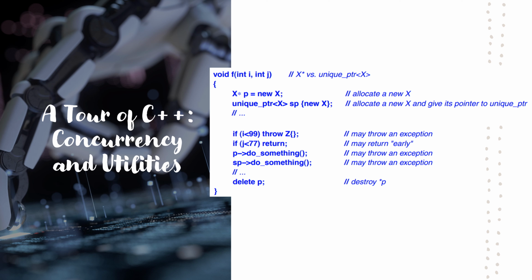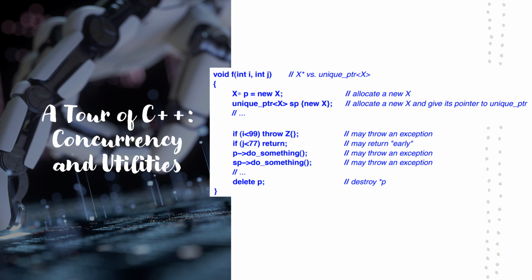X* p = new X; // allocate a new X. unique_ptr<X> sp{new X}; // allocate a new X and give its pointer to unique_ptr. if (i<99) throw Z{}; // may throw an exception. if (j<77) return; // may return early. p->do_something(); // may throw an exception. sp->do_something(); // may throw an exception.